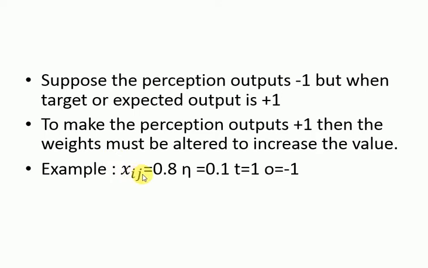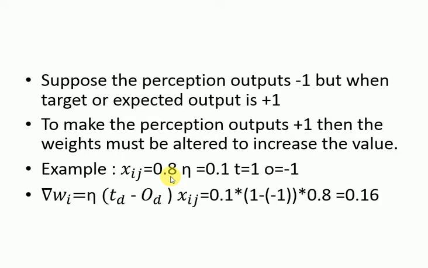That is, xi equals 0.8 and eta equals 0.1, t is equal to 1 and o is -1. That is, the obtained output is -1 and the expected output is 1, eta is equal to 0.1 and the x value is 0.8. And now delta w is got by eta into (t minus o) into x value.